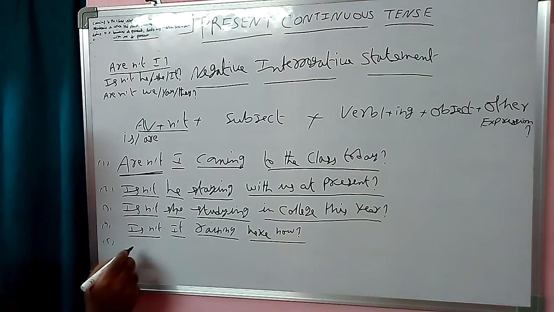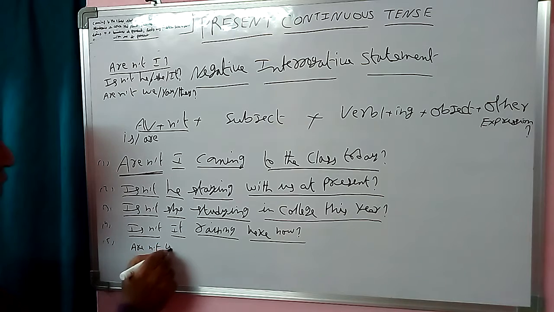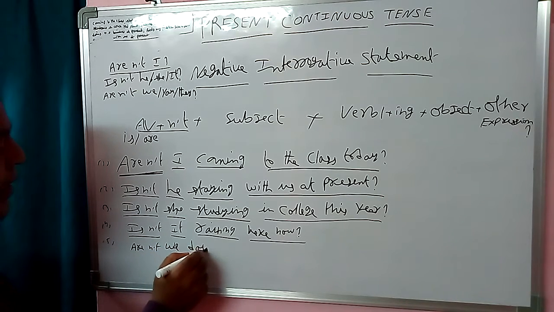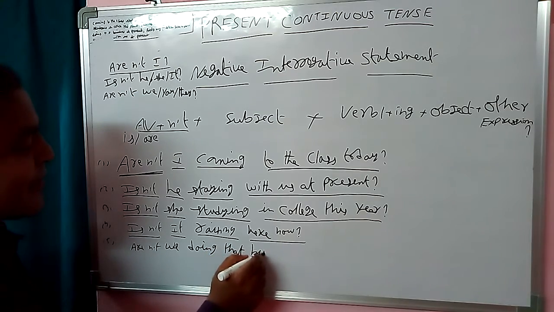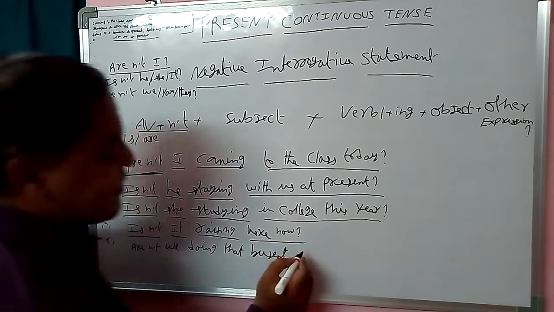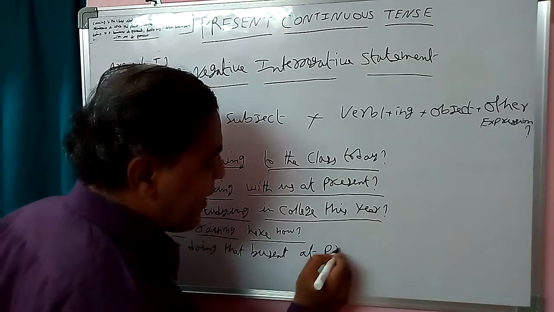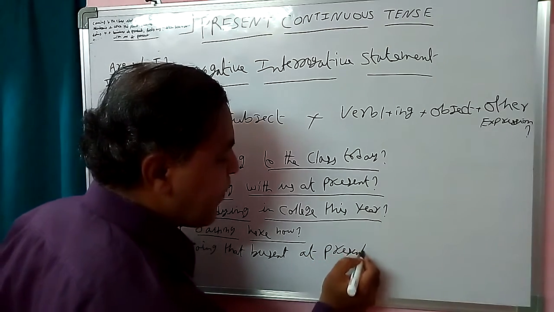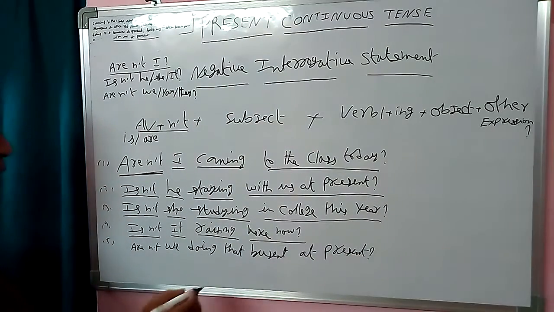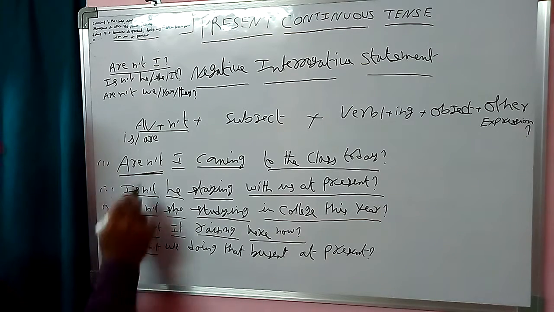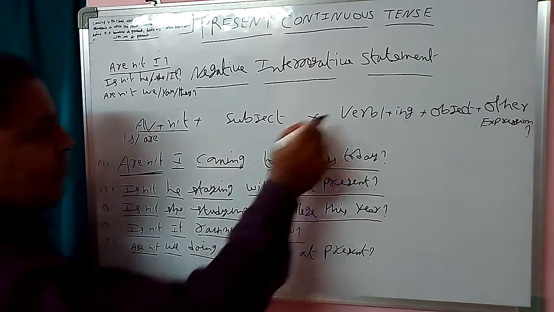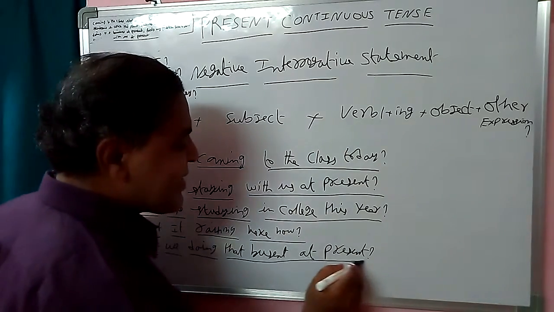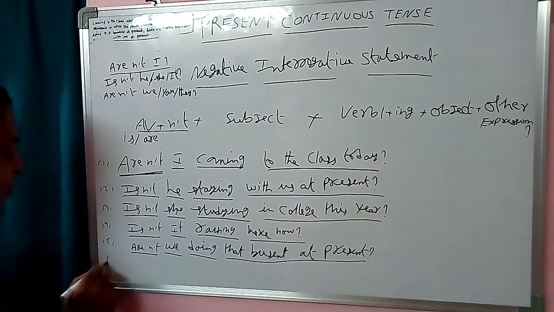Next example: Aren't we doing that business at present? Aren't, auxiliary verb with apostrophe t. We, subject. Doing, verb 1 plus ing. That business at present, object and other expression.